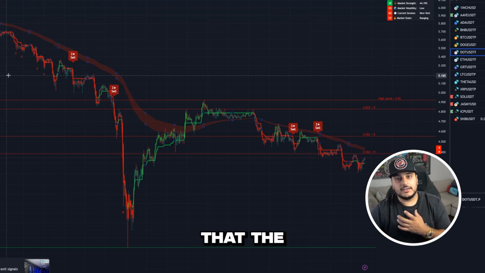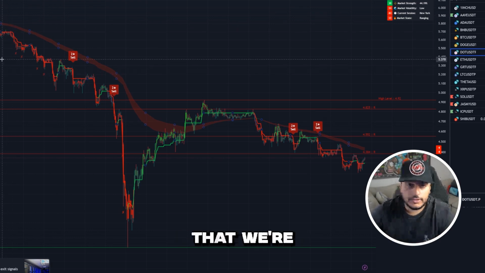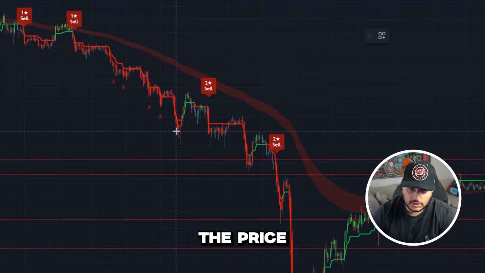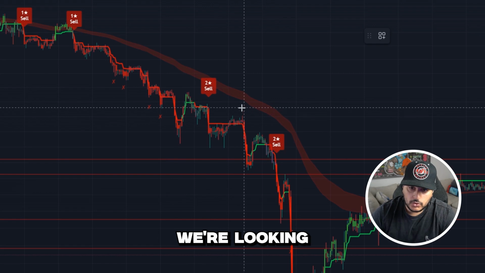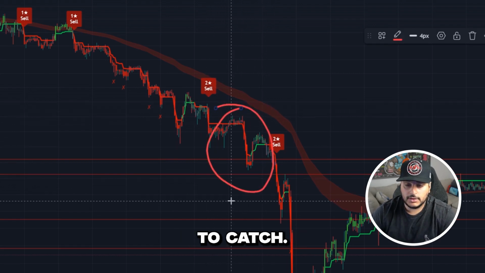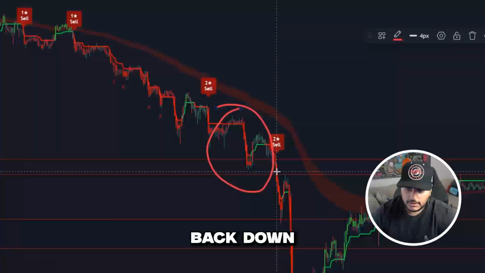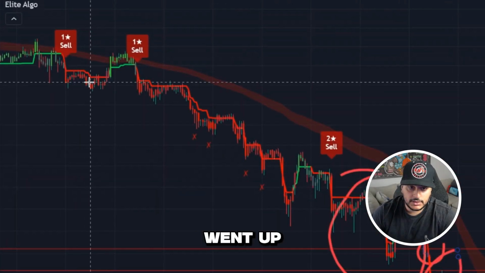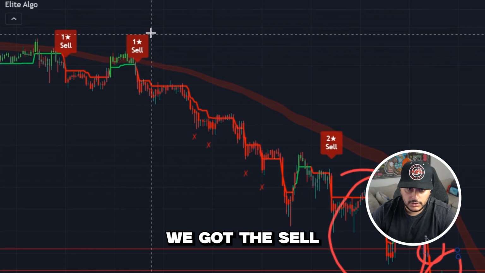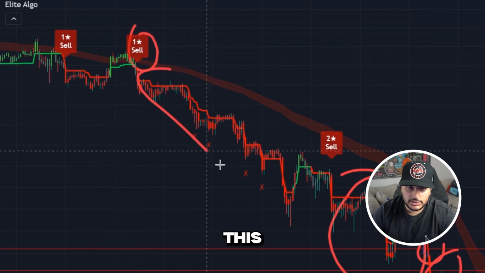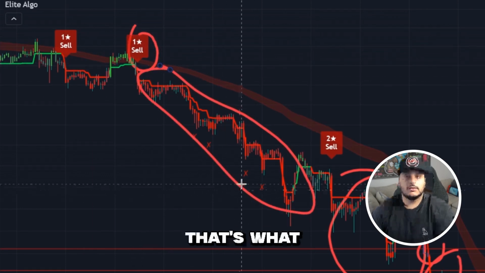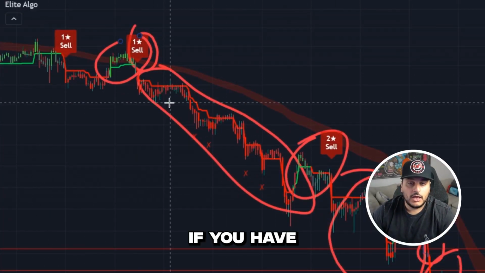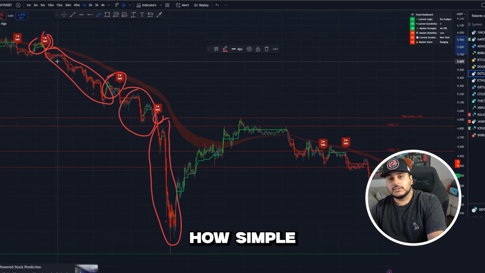But now you want to understand that the profit that we're looking to make is we're looking to catch these retracements. So for example, right here, we saw the price go up, we got the sell, we're looking to catch this retracement right here. This is what we're looking to catch. Same over here, price went up, came back down and gave us the sell signal. We're looking to catch this retracement right over here. So for example, again, price went up, right over here, we saw little green candles. We got the sell signal. This is what we're trying to catch. This whole move right here on the side. That's what we're trying to catch. We're not trying to catch the buy signals again over here or over here if you have any buy signals there. That's how simple this strategy is.